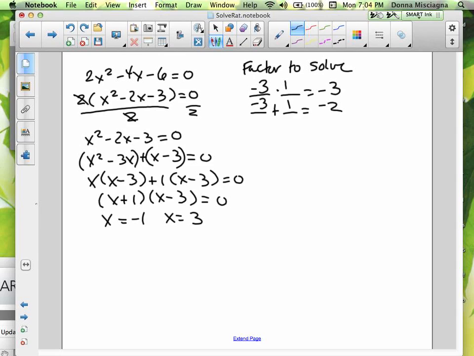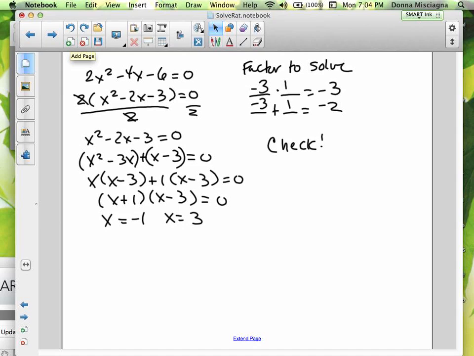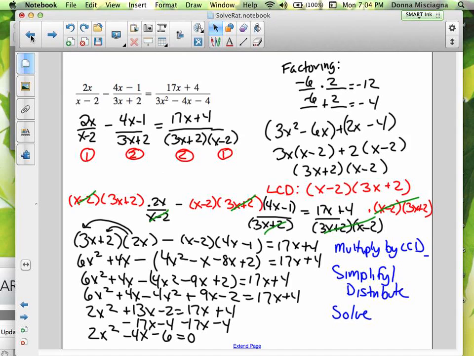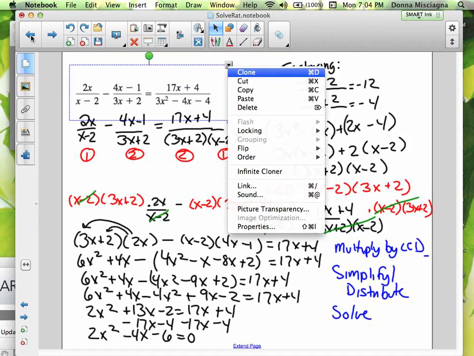And our last step is to check. So we'll check both of our solutions. All right, in the original equation, which is nowhere to be seen on this page, it was this one. Let's see if I can move that over. Whoops, come on. Oh, it's like messing with me.